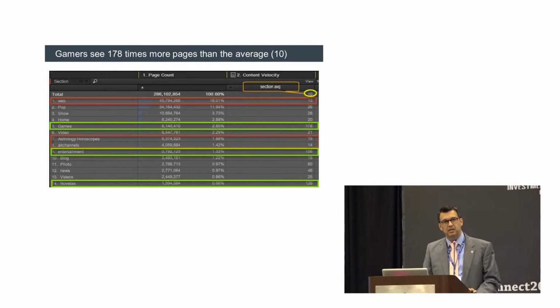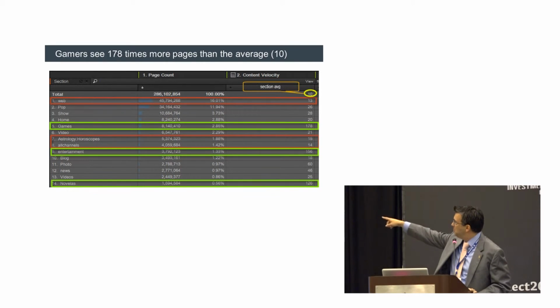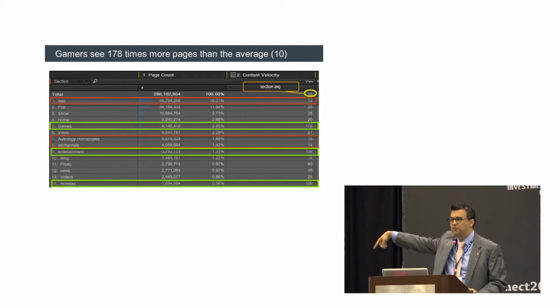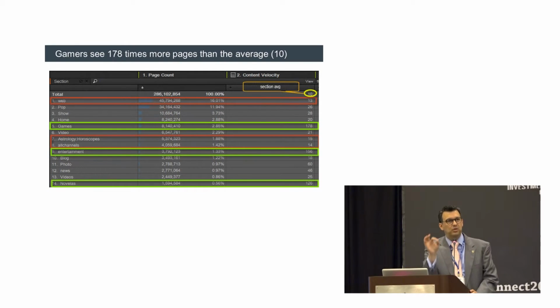178% more likely to view content than the average. So that number 10 in the upper right, the section average here, that's the list of hundreds of thousands of pages. So if you look at the math, it's not 10 on the average of what's shown on the screen. This is all of the pages. So that piece of content is a golden nugget in a river of thousands of pages. And if you looked at 8 million pages, you'd say, well, that's nothing. But if someone comes in off of games, they're going to view a lot more content.